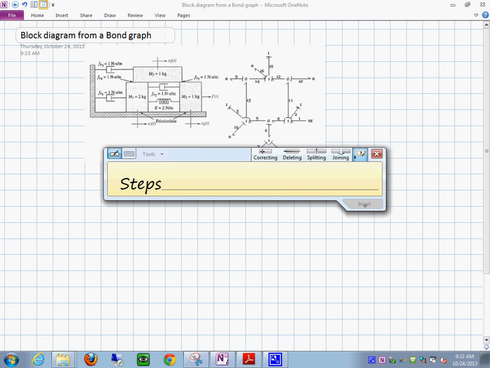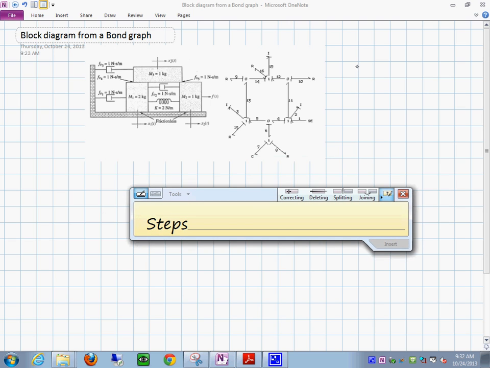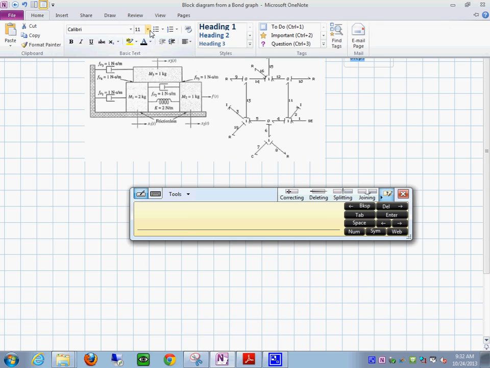What does it want to insert? I think we need to tell it where, right? We need to tell where to insert, and so we're just gonna say, okay, these are the steps. I think I like to have it a little bigger in here so that we can read really well.